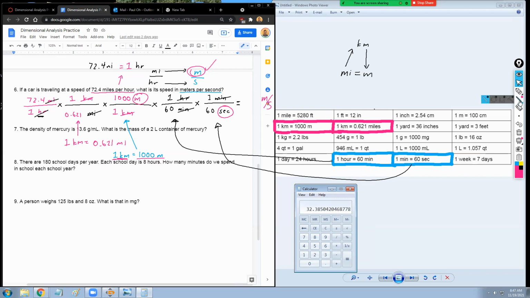And for our final answer, we are going to get a value of 32.385. I want 3 numbers after the decimal point, and so there you go. Your final answer for this problem is going to be 32.385 meters per second. All right, so there you go, guys. Those are the answers to number 1 and number 6 on your assignment for today.